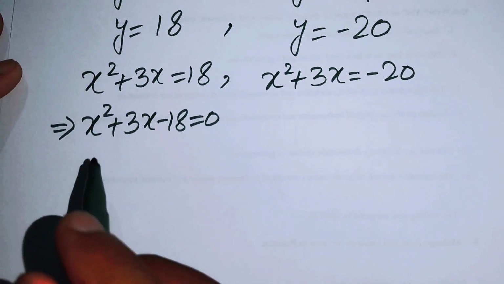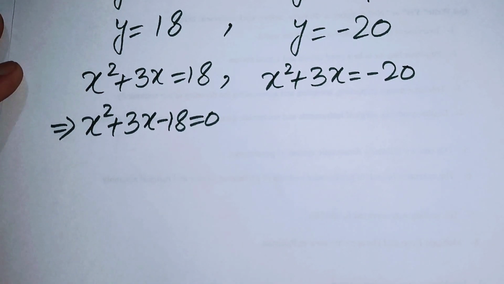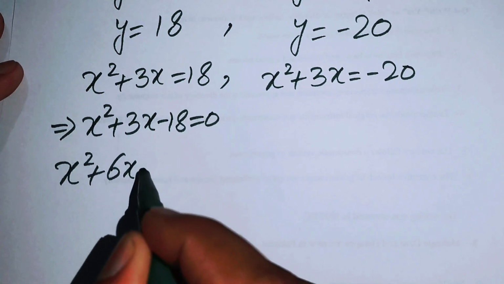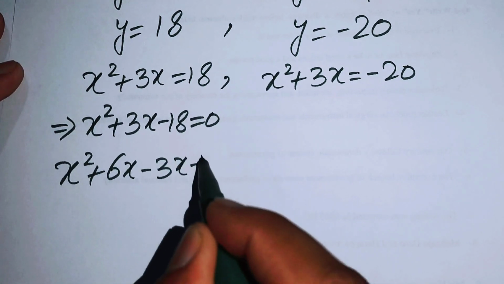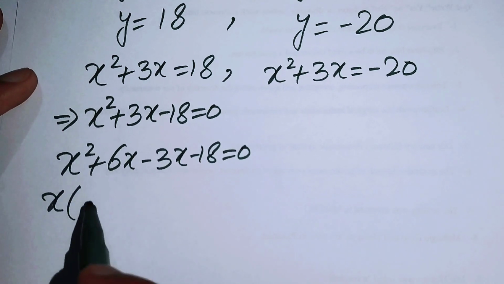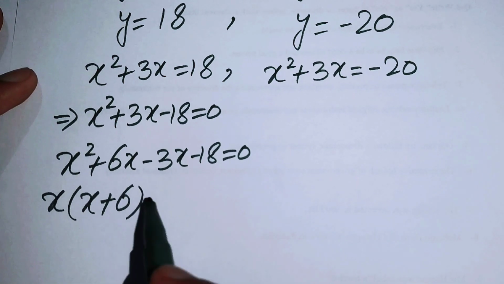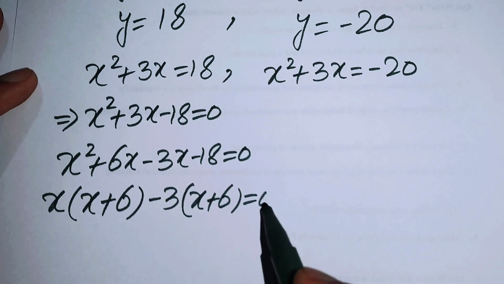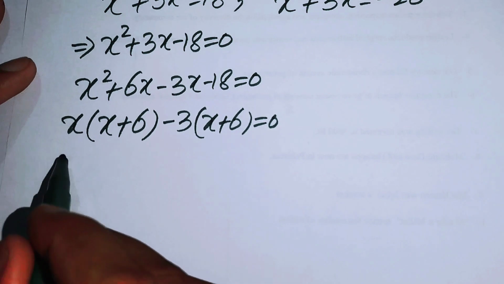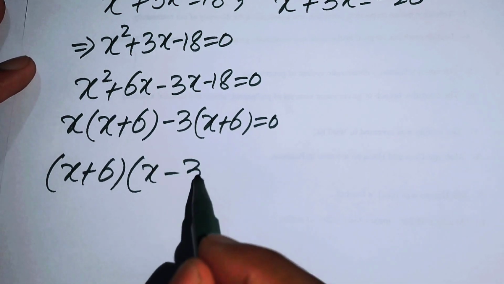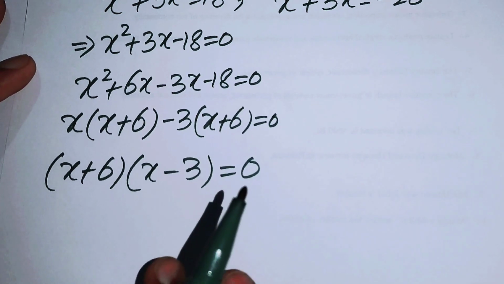And now we make the factors of this equation, and the factors of this equation are x square plus 6x minus 3x minus 18 is equal to 0. And here you take common x, and you get x plus 6, and here you take common minus 3, and you get x plus 6 is equal to 0. And now you can take common x plus 6 from both of the terms, and you get x plus 6 times x minus 3 is equal to 0.